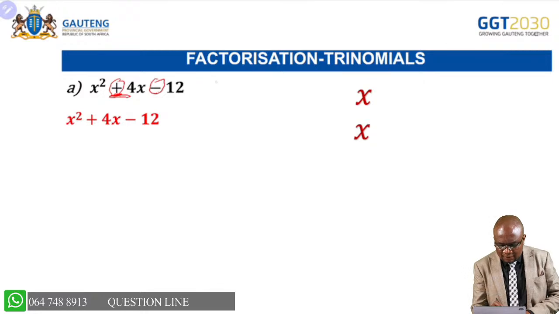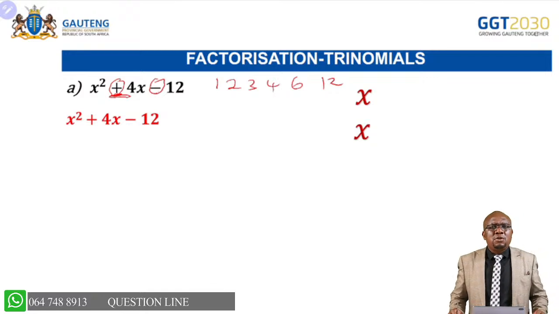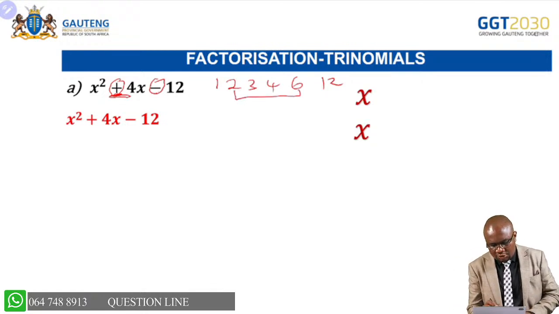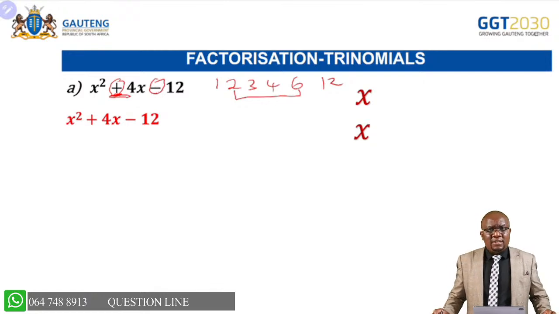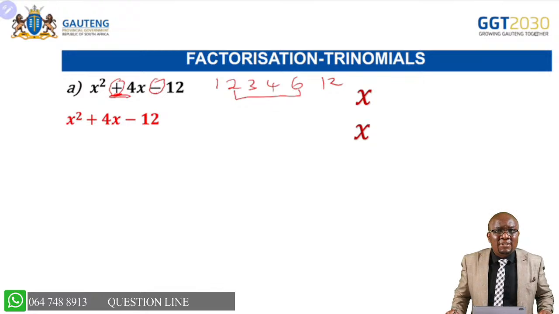Which factors can give us 12 here? If we multiply them, it's 1 and 12. 1 times 12 is 12. 2 times 6 is 12. And then 3 times 4 is 12. Now, which combination can give us 4 here? It should be 6 and 2. Right. So which one is going to be the negative one, and which one is going to be the positive one?